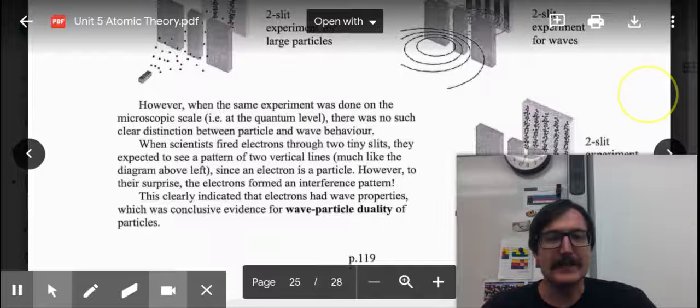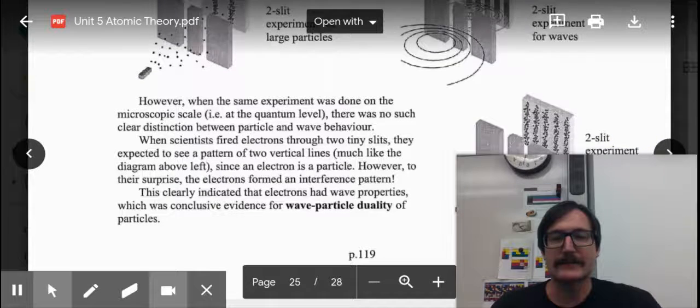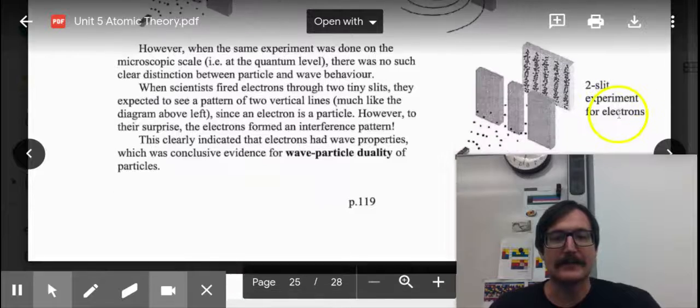However, when the same experiment was done on a microscopic scale, like the quantum level, there was no such clear distinction between particle and wave behavior. When scientists fired electrons through two tiny slits, they expected to see a pattern of two vertical lines, much like the diagram above left, since an electron behaves like a particle, like a point charge. However, to their surprise, the electrons formed an interference pattern. This clearly indicated that electrons had wave properties, which was conclusive evidence for wave-particle duality of particles.